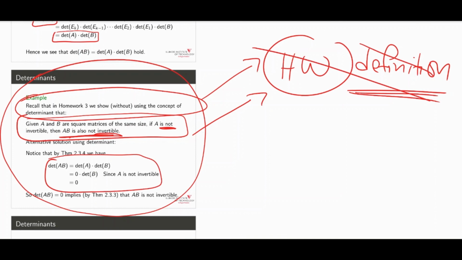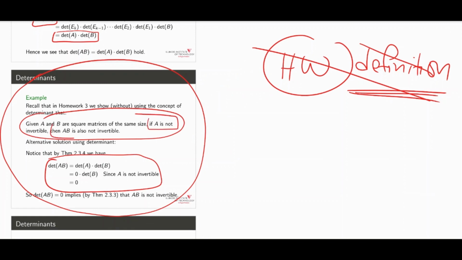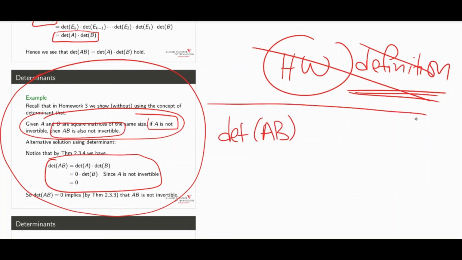This is an alternative solution for this statement. A and B are square matrices of the same size, and A is not invertible. Show that AB is not invertible. Let's compute the determinant of AB, because if you can show this is 0, then you know it is not invertible. Let's do that because we have all those theorems now.